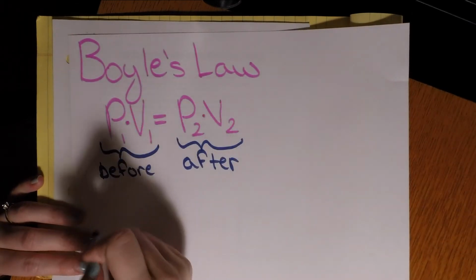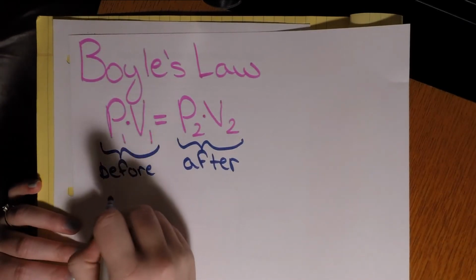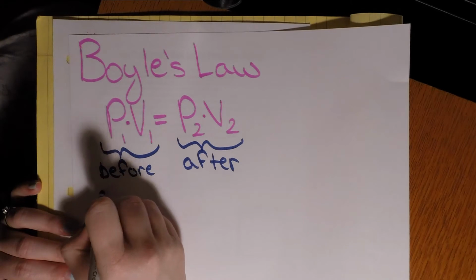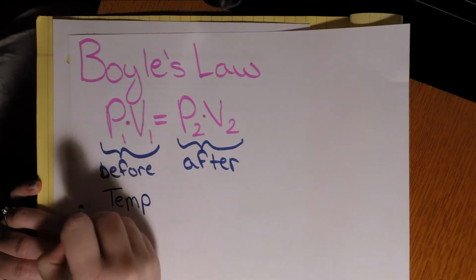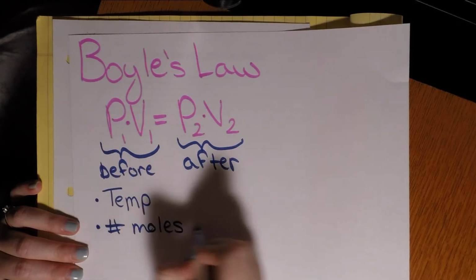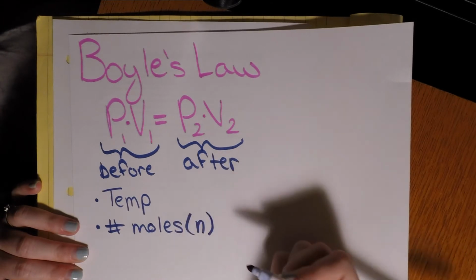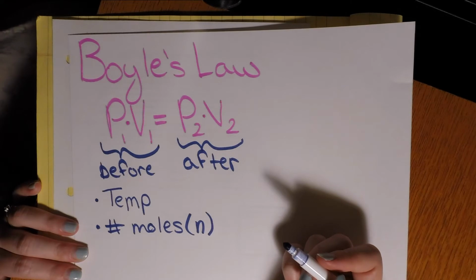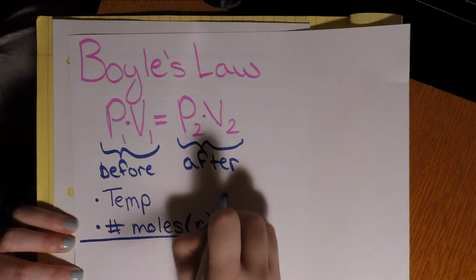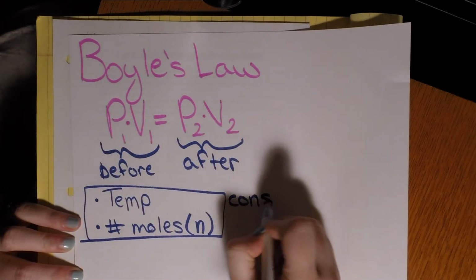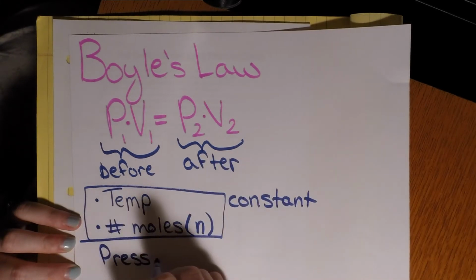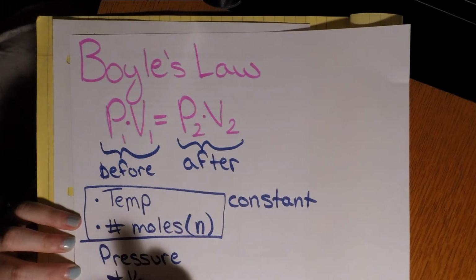The things that are constant here, so in the bottom of your box you see the word constant, are going to be any variables that are not in this equation. So for Boyle's law, the constants will be temperature and the number of moles, which from here on out I'm going to abbreviate using N. N is the variable that we use for number of moles in all chemistry equations from here on out. So that means these things are constant. The things that can change are pressure and volume.